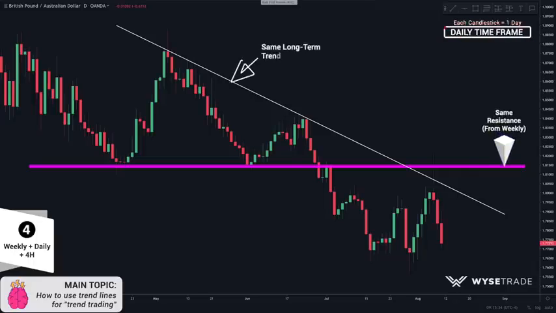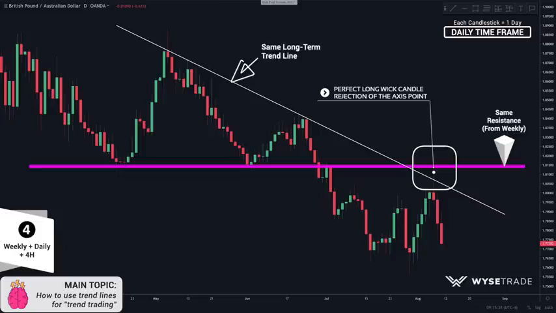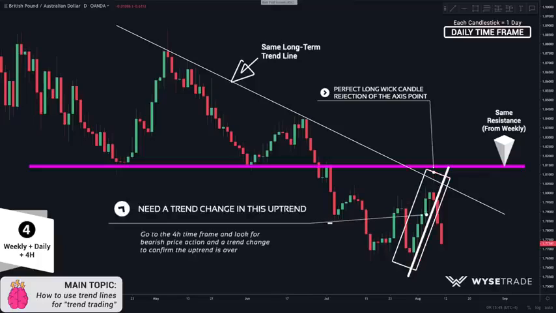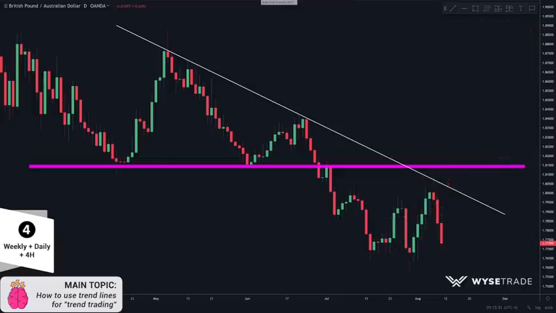Here on the daily, you had a perfect long wick candle rejection of your access point, meaning a rejection of both the weekly trend line and weekly resistance. But again, still no trade unless we have confirmation that the short-term uptrend is over. So we go to the 4-hour time frame to find a trend change on the short-term moving uptrend.